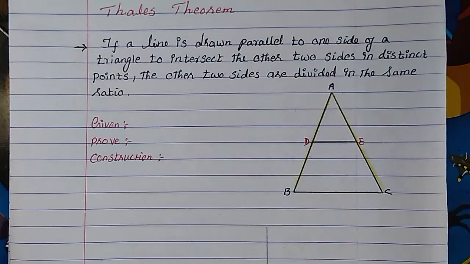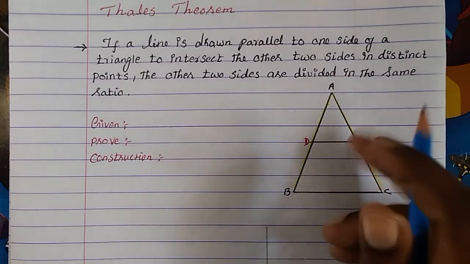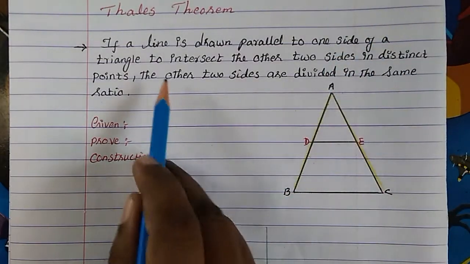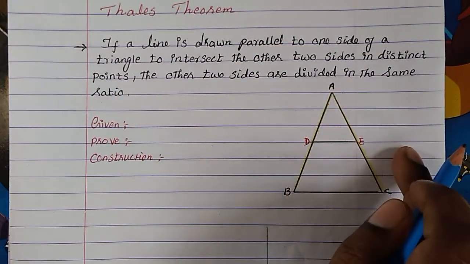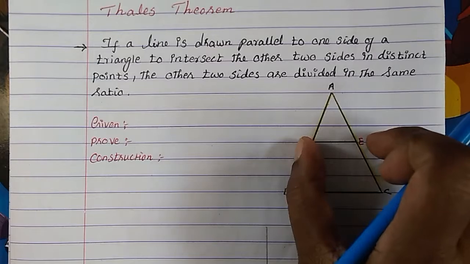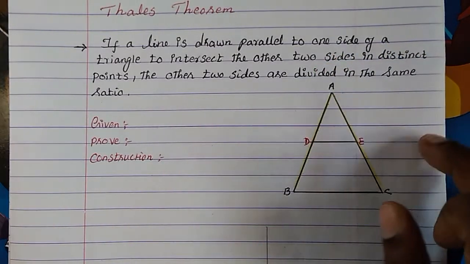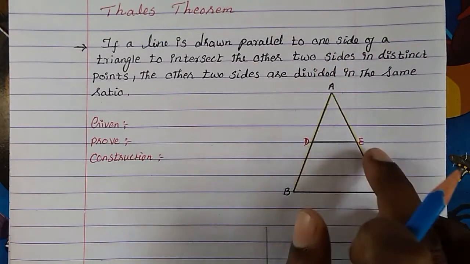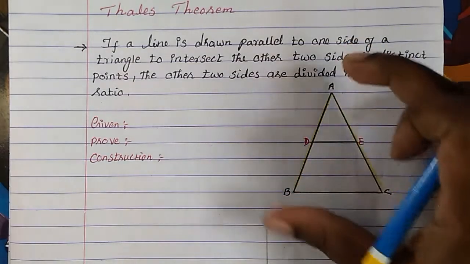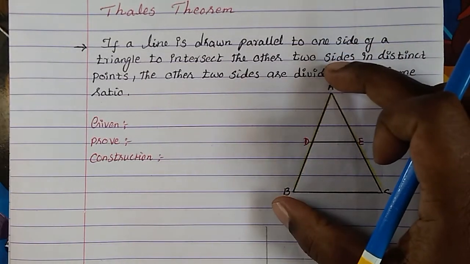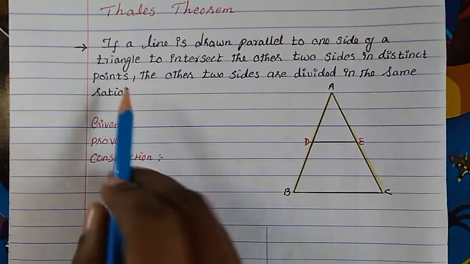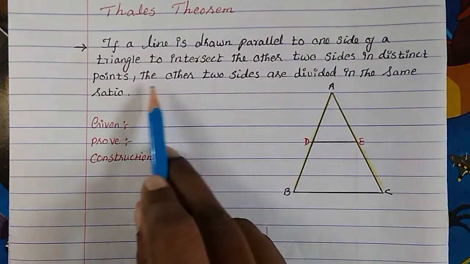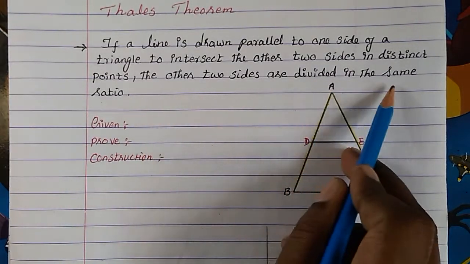Okay. So this line DE is intersecting the other two sides in distinct points. This line is making this side and this side into two parts. So at different points, that is D and E, this side AB is made into two parts, and side AC is made into two parts. The other two sides are divided in the same ratio.